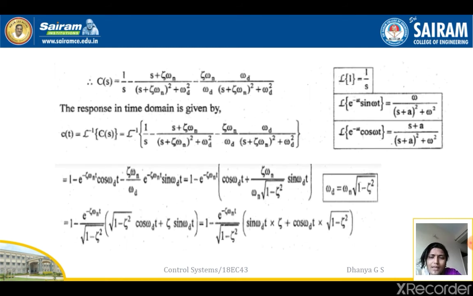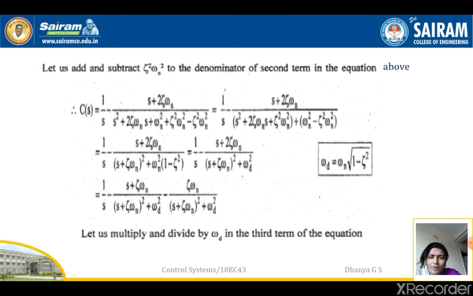So if you do like that, you can find what is C of t very easily. See the equation over here: C of s is equal to 1 by s minus (s plus 2 zeta omega n) divided by (s square plus 2 zeta omega n s plus omega n square). Now we are adding and subtracting zeta square omega n square, so you can see over here.